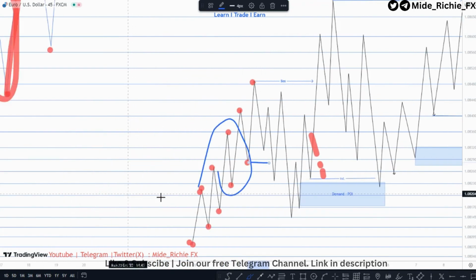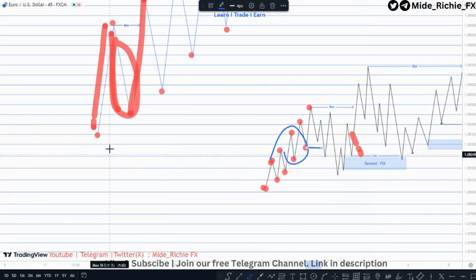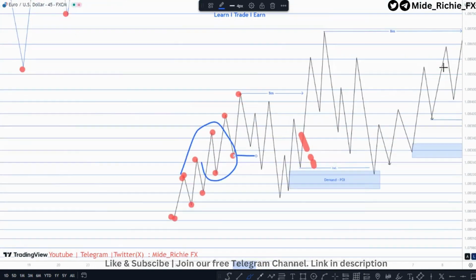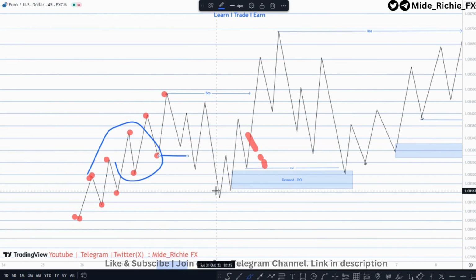The market is still very much bullish, right? Because the higher time structure is bullish. You guys shouldn't get carried away with this internal change of character.